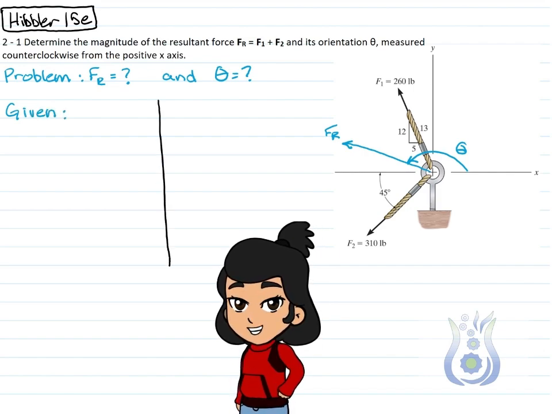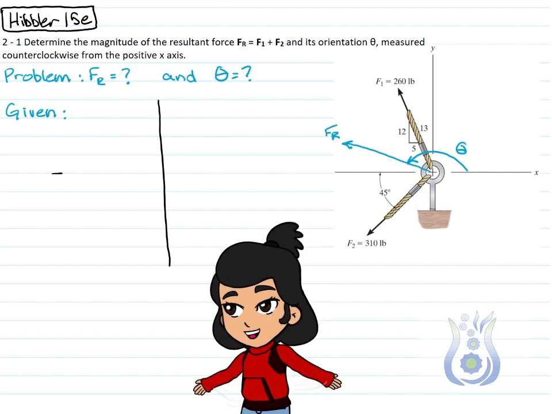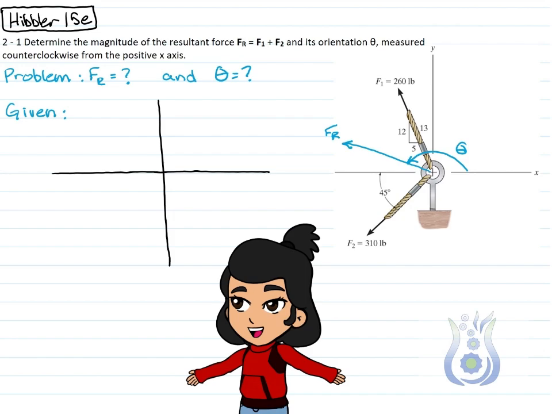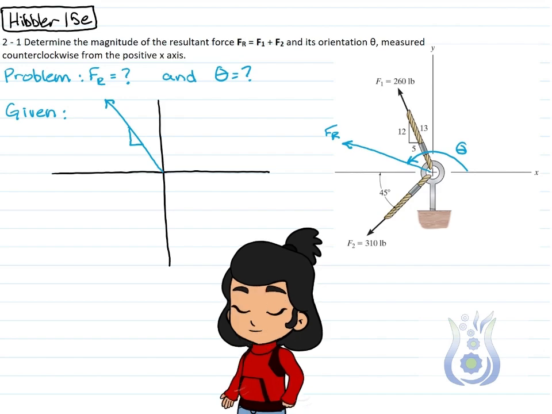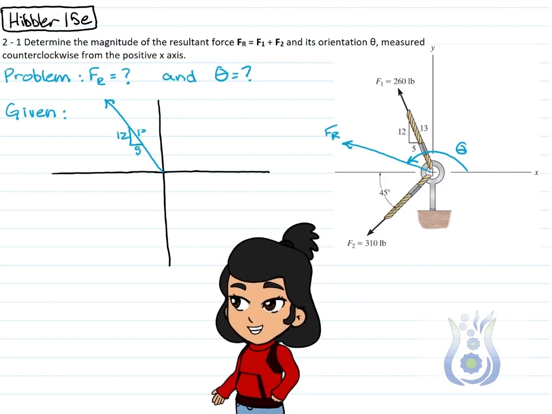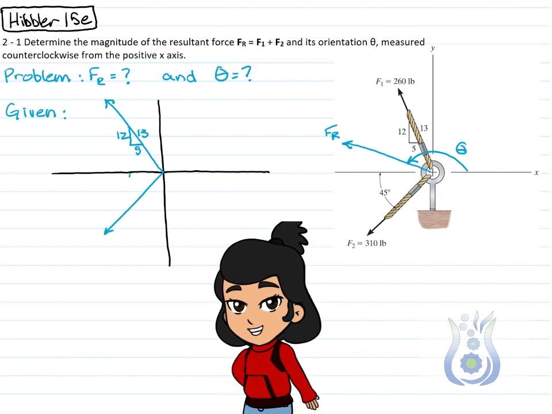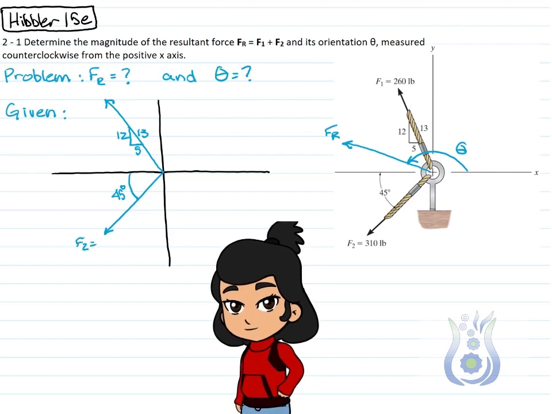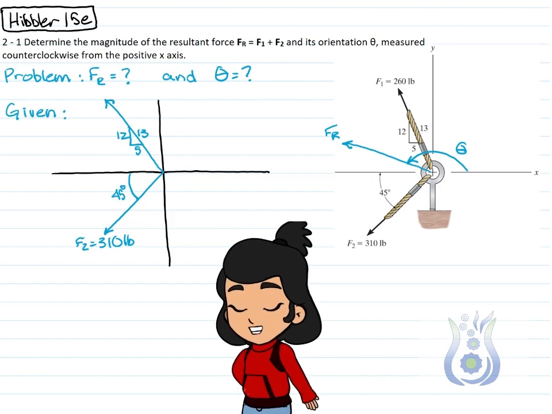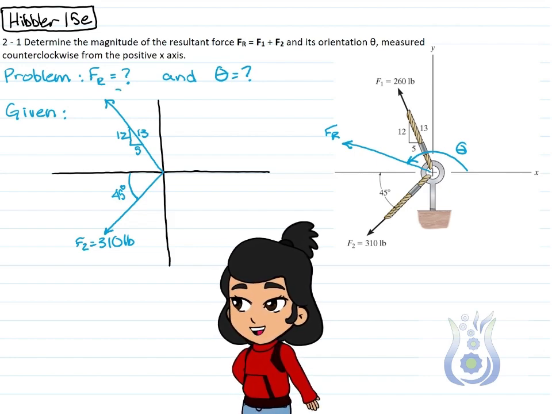F1 is 260 pounds up and to the left with an angle defined by a small slope triangle with a 12-unit vertical and 5-unit horizontal. This results in a 13-unit hypotenuse. The second force is 310 pounds acting down and to the left at a 45-degree angle measured down from the negative x-axis.